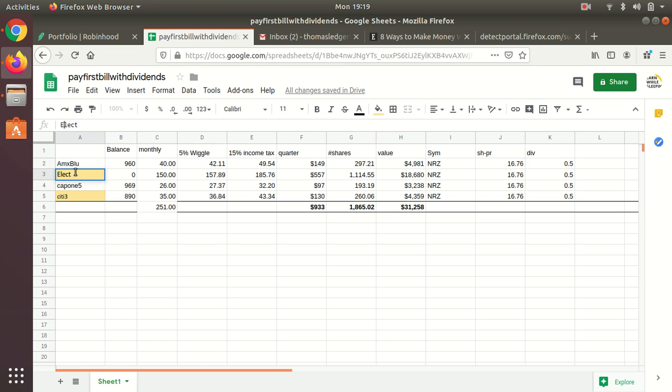This is the actual bill. This is the balance of the account. This is the monthly payment. I added a 5% wiggle room so that I will generate 5% more in dividends than the actual bill I'm paying. For one, you want your assets to continue to grow, and just in case bills fluctuate, it's better to be 5% ahead than behind.